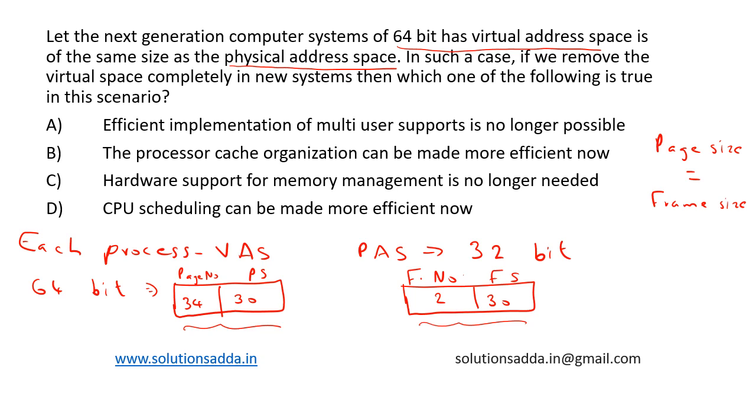What we are asked is: the 64-bit virtual address space is the same as the physical address space. So the physical address space is equal to the virtual address space. In that case, there is no need for a memory management system where the conversion of a 64-bit address to a 32-bit address is needed. So we can understand that hardware support for memory management is no longer needed, because there is no need to convert the virtual address space to the physical address space. So option C is the correct answer.